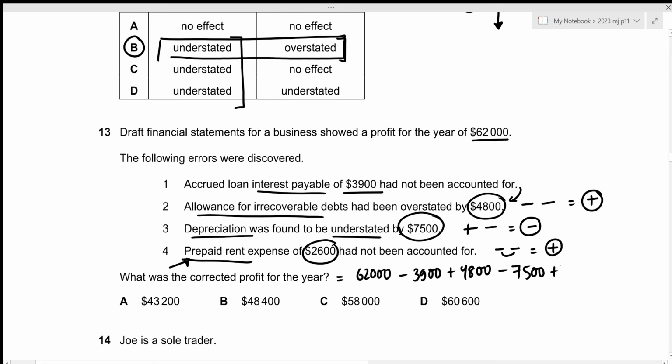So that's plus 2,600. Okay, so our corrected profit for the year is just going to be 62,000 minus 3,900 plus 4,800 minus 7,500 plus 2,600, which results in 58,000. That's given in option C. Let's move towards the 14th question.